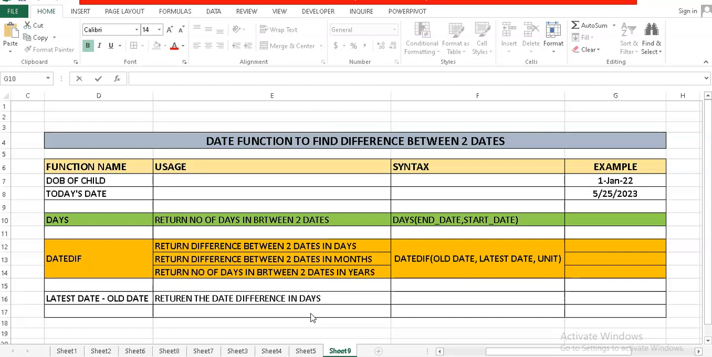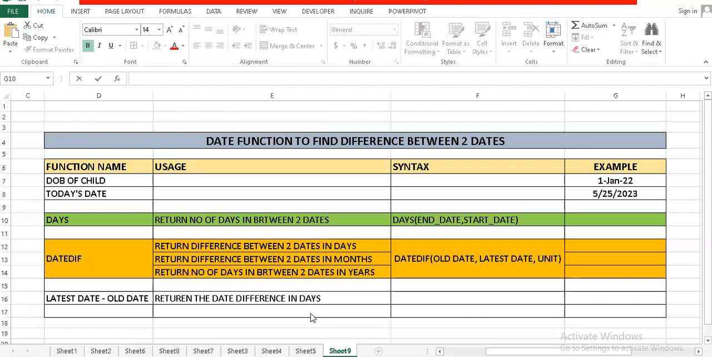So today we are going to find out how to calculate the difference between two dates, with the help of Excel functions. To calculate the difference between two dates, we have to use the date functions. Today we are going to see some date functions through which we are going to find out the difference between two dates. So basic data is given over there. The child's date of birth is given, that is the 1st Jan 2022, and today's date is also given, that is 25th of May 2023. So two dates are given, so that's why we are going to find out the difference between two dates.